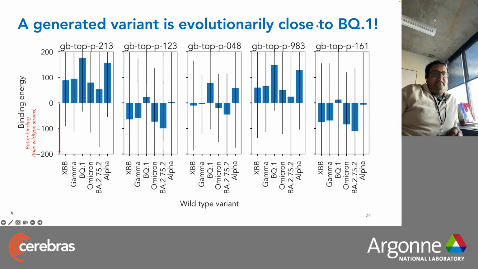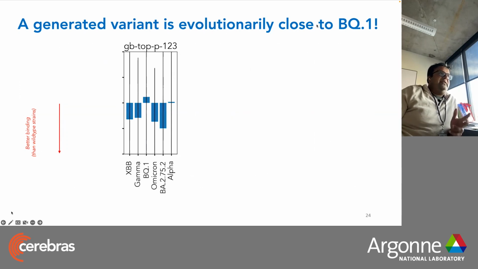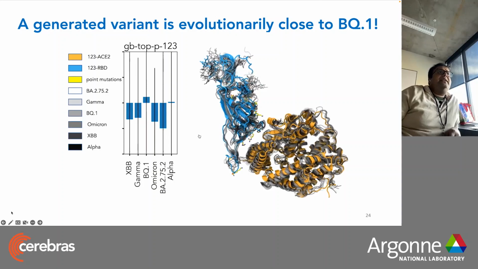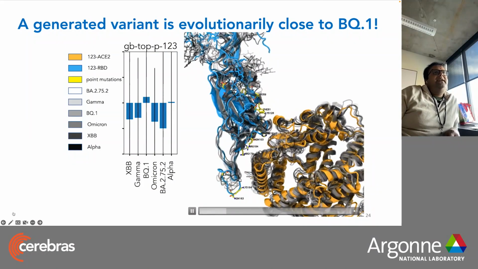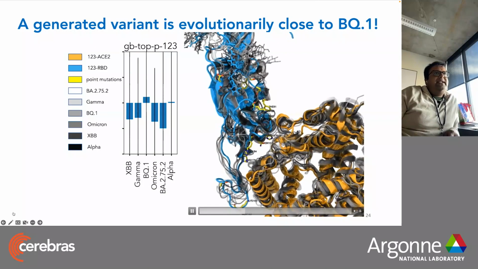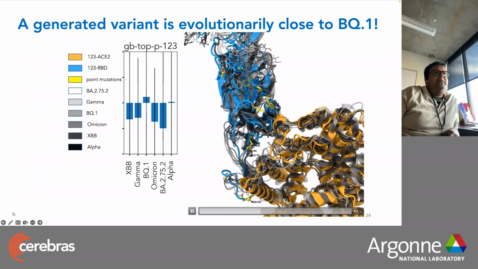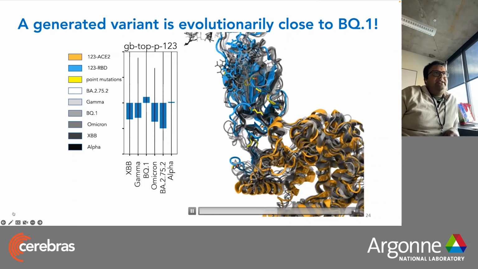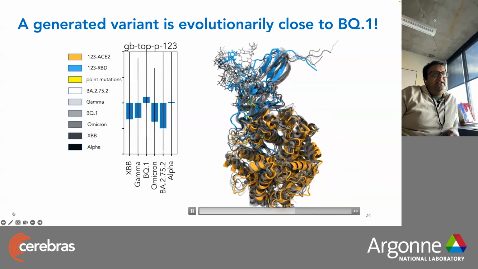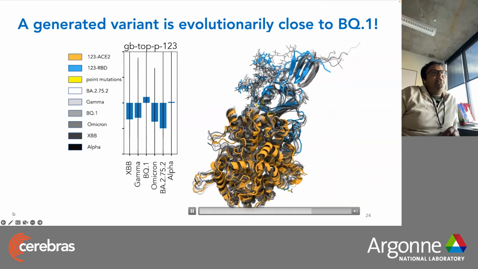So what happens is one of those variants that we did end up generating, which is GB top P123, so far seems to have the best quality in terms of binding to the ACE2 receptor. That actually has a number of mutations that are all spread over the entire protein. And you can see the mutations that are highlighted. And those are the ones that form tight interactions with the ACE2 receptor.